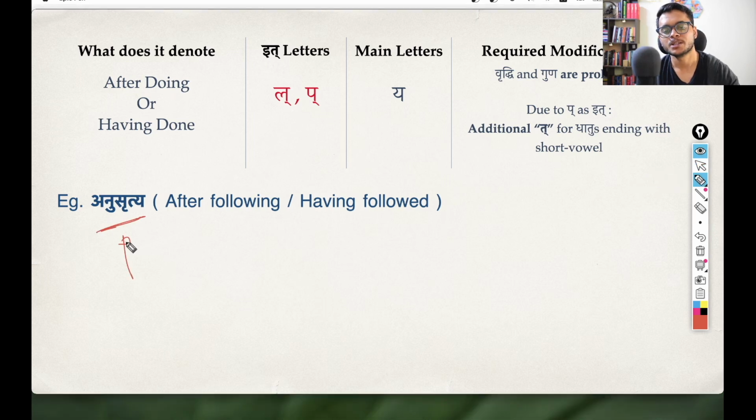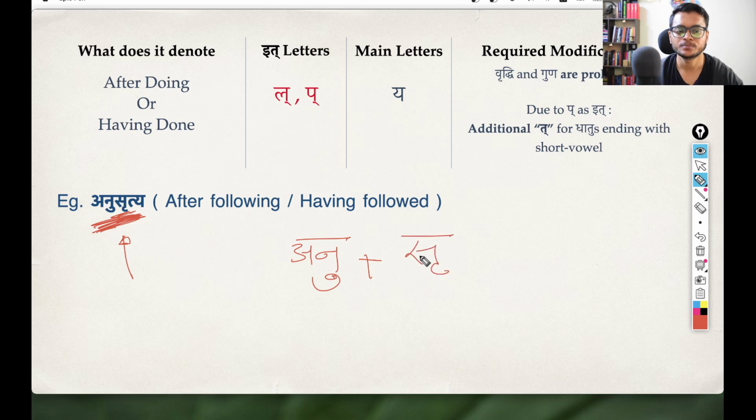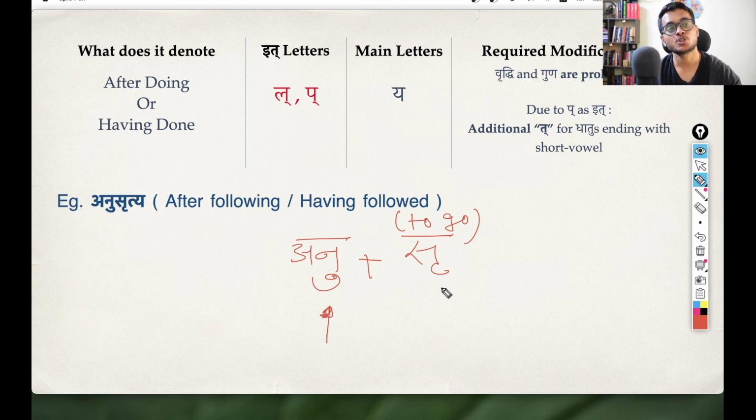So now we have this pada anusritya. And anusritya means after following, having followed. You can very clearly see that the upasarga is same, anu. So what is the dhatu here? It is sri dhatu. A lot of you may guess the dhatu is srit, because then you have this ya that we get from lyap. But the dhatu is sri dhatu. And sri dhatu, just like gam dhatu, means to go. When a dhatu means to go, along with this prefix anu, the meaning becomes following. Going after someone, so following. So this combination, anu plus sri, means to follow.